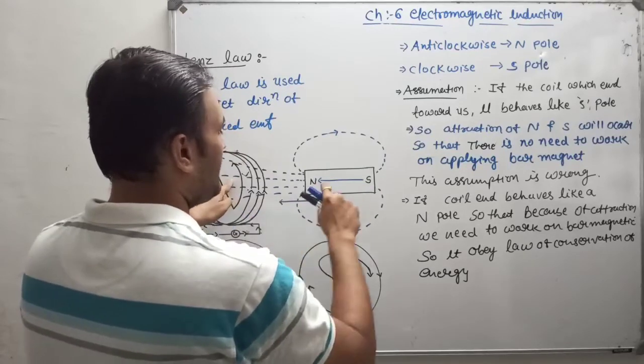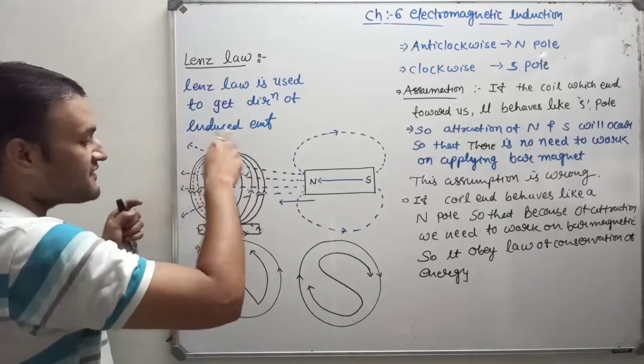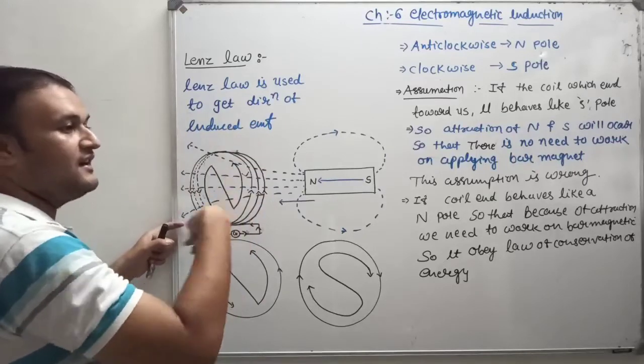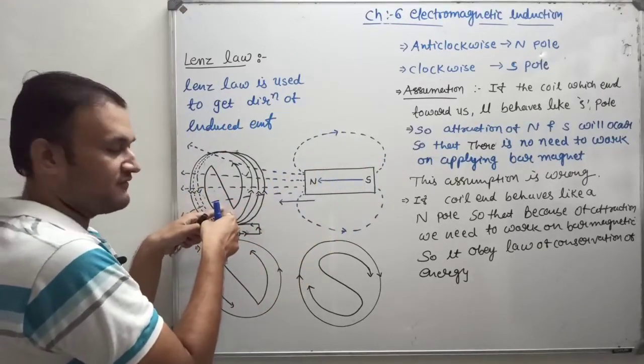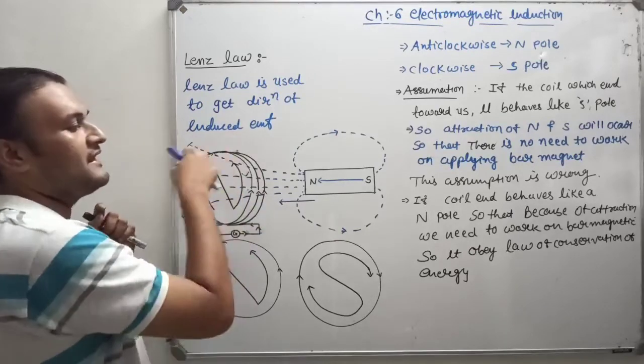It will be far away from the coil, it behaves like S. The current will be changed. It flows in the clockwise direction. પછી નજીક લાવશો તો it behaves like N. The current will be anti-clockwise.